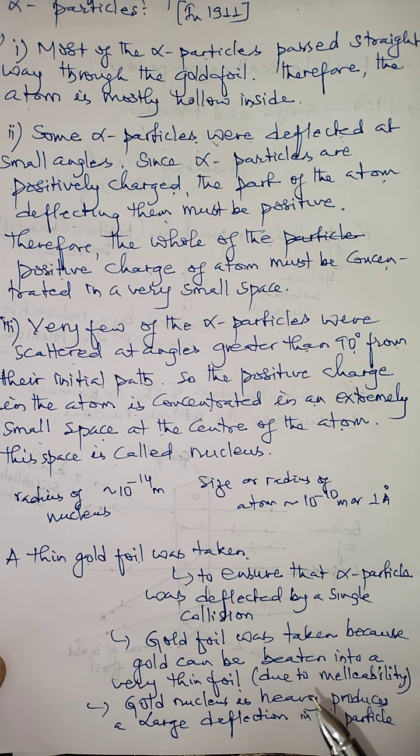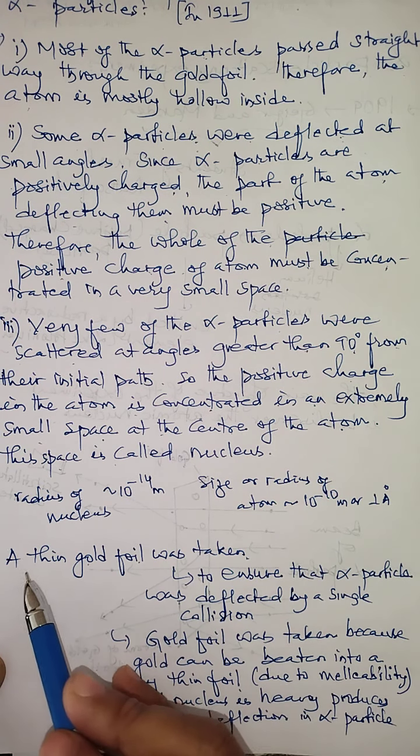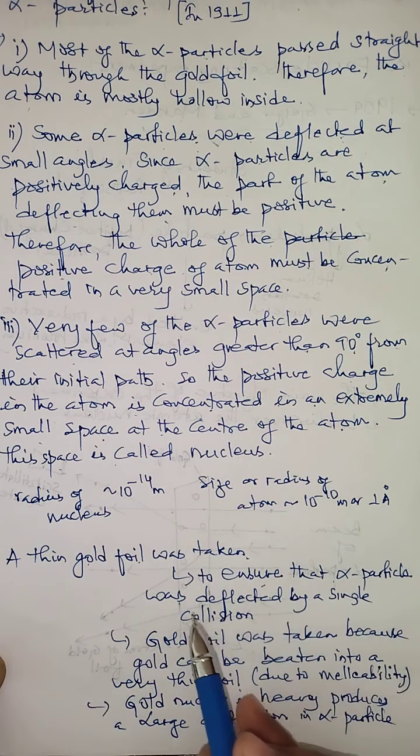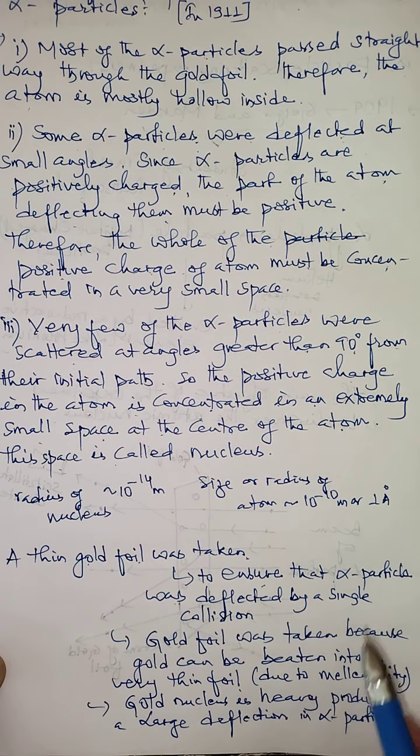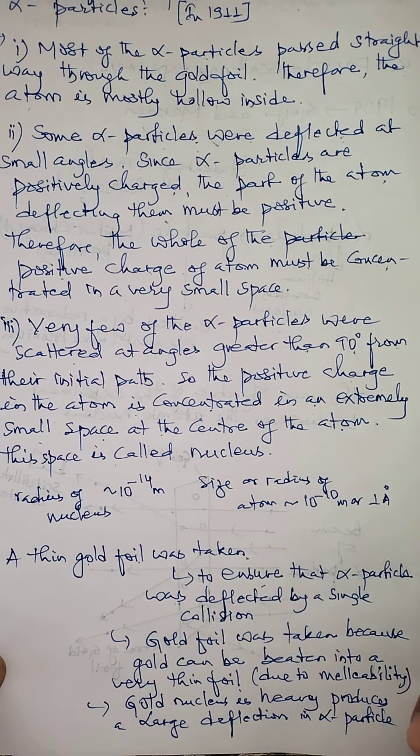Now there are a number of points that we can understand as to why the gold foil was taken in the alpha particle scattering experiment. One of the points is that a very thin gold foil was taken to ensure that the alpha particle was deflected by a single collision. That means the foil must be very thin, so that the atoms constituting the foil are effectively a single atom thick.